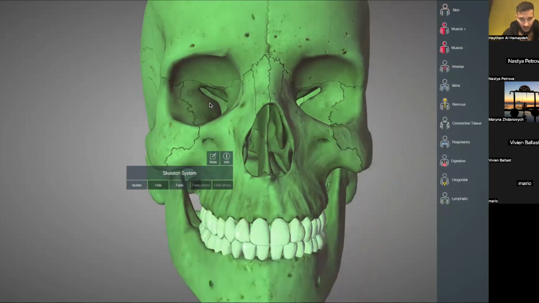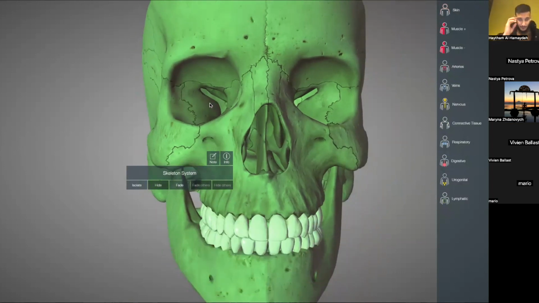Orbital cavity. First, the orbit encloses the eyeball and its associated structures. That's the first point. And in this part, we're going to discuss borders, contents, pathways. Deal? Let's move on.